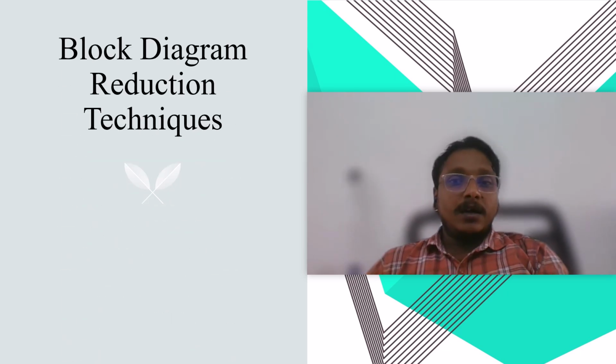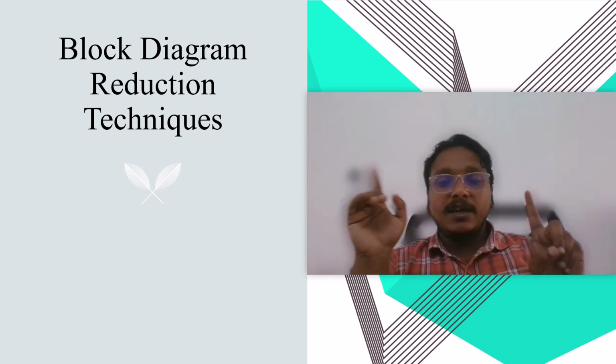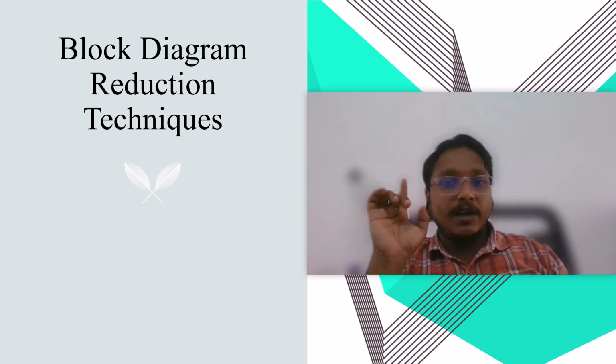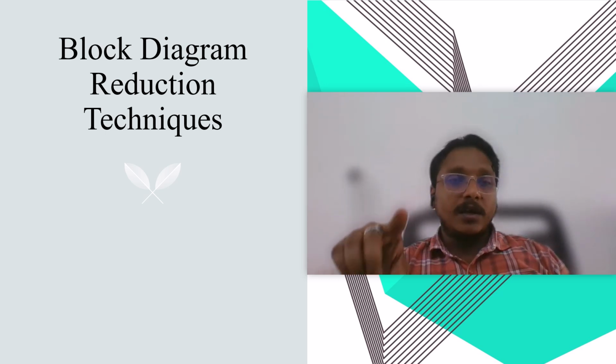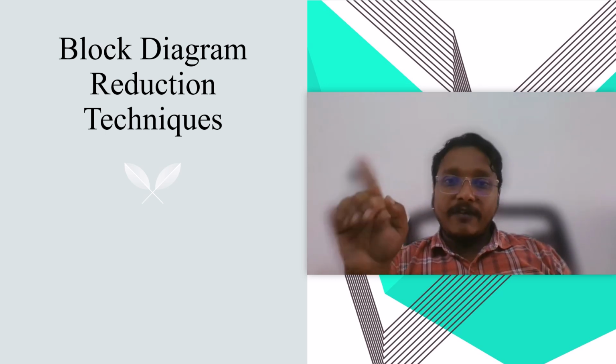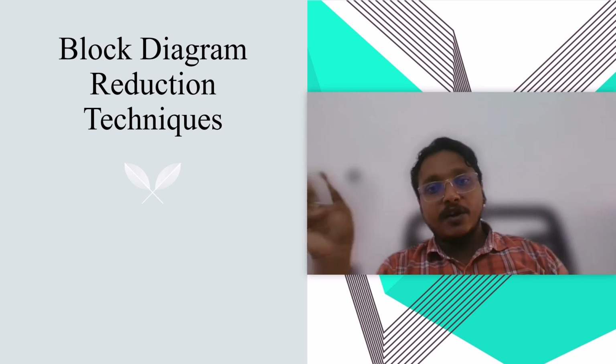Hello everyone. So it's a continuation of the block diagram reduction technique video series. In the previous video I said that if blocks are in series, then we need to multiply. If they are in parallel, then they need to be either subtracted or added. If it is a feedback loop, then G of s by 1 plus G of s into H of s. That means in the denominator part it needs to be multiplied.